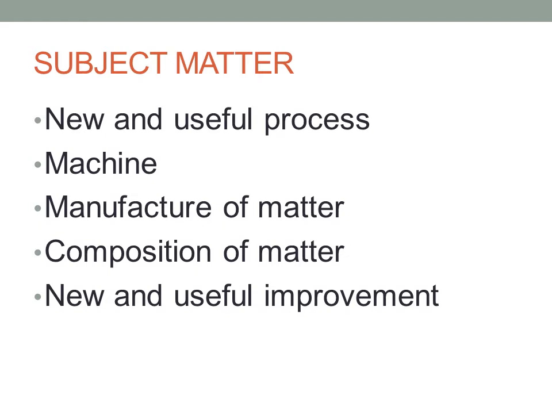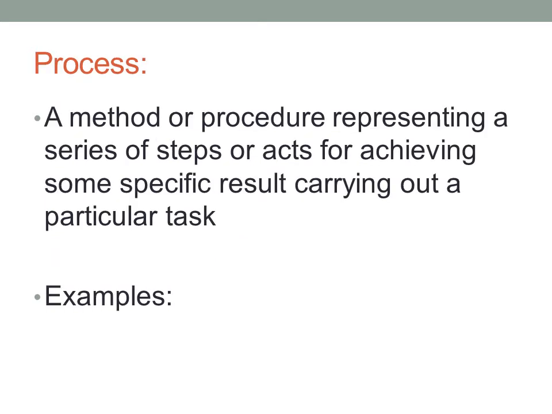So let's talk about the specifics here. The subject matter. Now the subject matter has to be one of these few things here. If it's not, then you don't get a patent. So you have to have a new and useful process, or it must be a machine, or a manufacture of matter, or a composition of matter, or a new and useful improvement. So I'm going to take one of these bit by bit and give you an example.